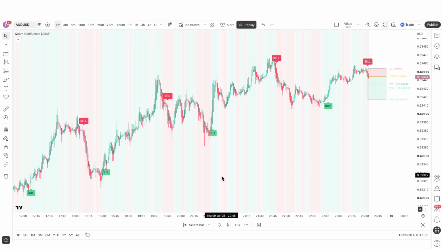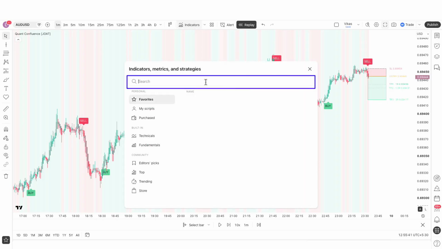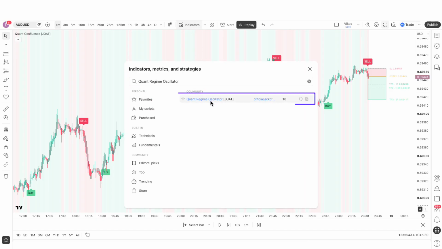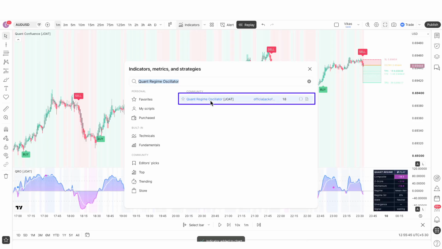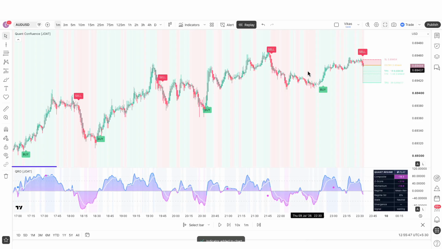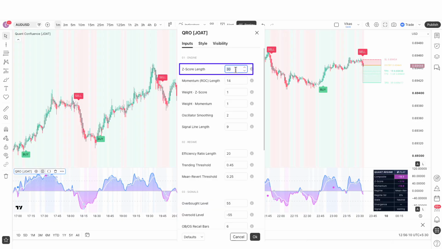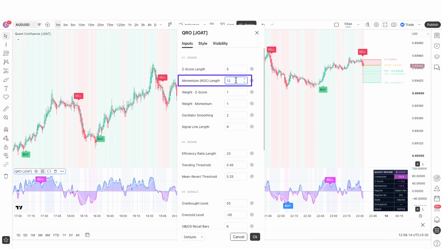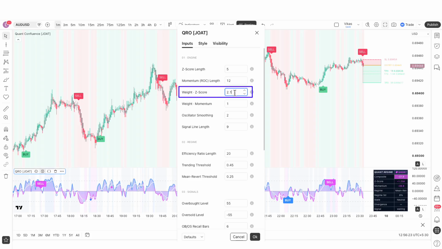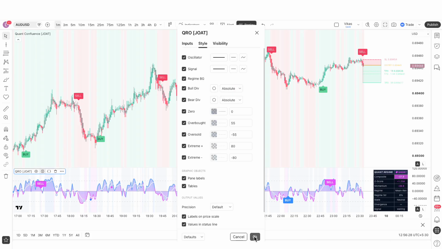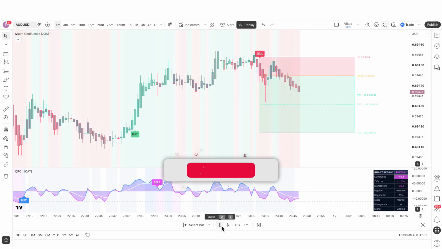Now we'll add one more indicator to make this strategy more powerful. Let's search the indicators for Quant Regime Oscillator and select the one created by official Jakov. Now let's access the settings of this indicator so we can modify it to suit our strategy. We change Z-score length from 30 to 5, momentum ROC length from 14 to 12, and weight Z-score from 1 to 2.1. Finally, click OK. Our complete trading setup is now ready.